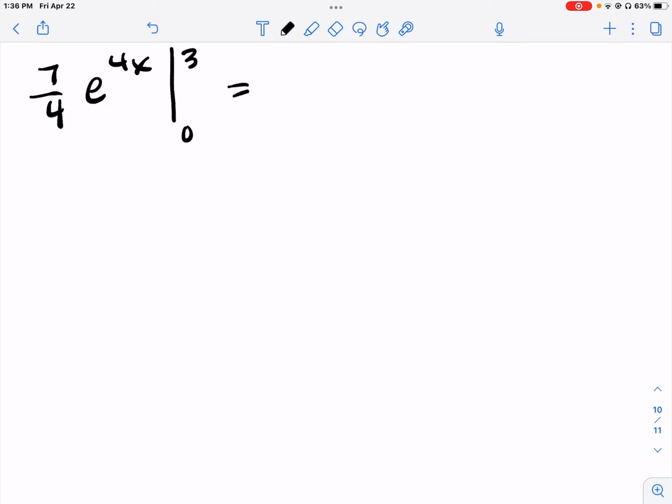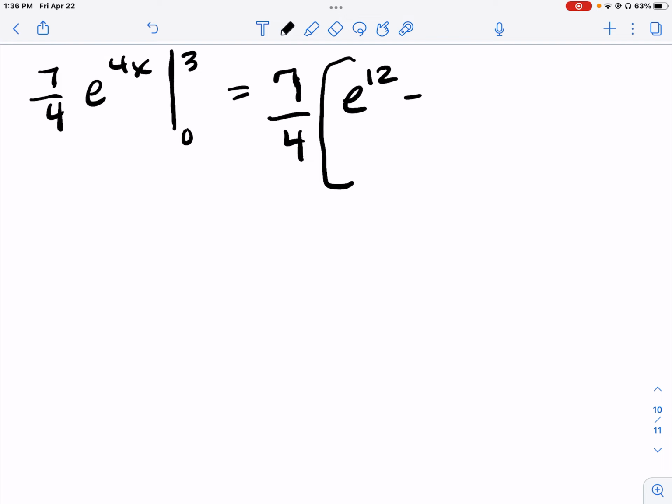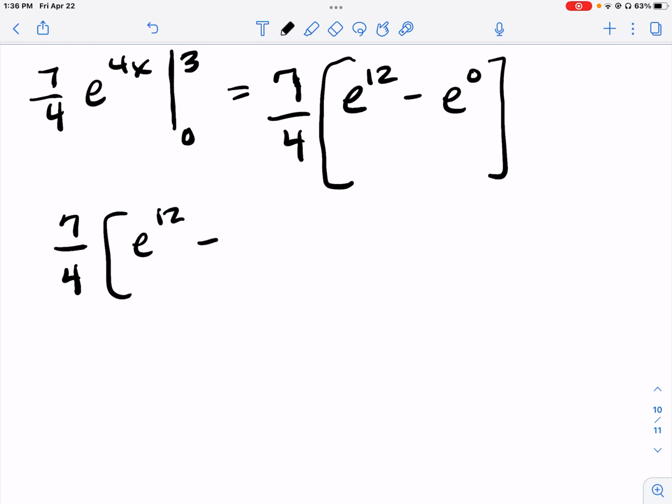When I am integrating a definite integral, I like to have any numbers up front. Just leave them like that. It makes it easier. So e, plug in 3. 3 times 4 is 12. Plug in 0. 4 times 0 is 0. Remember the definite integral, you plug in the top number for x, subtract, plug in the bottom. So that's 7 over 4. Anything to the 0 power is 1. You could distribute that 7 over 4, but just leave it like that.